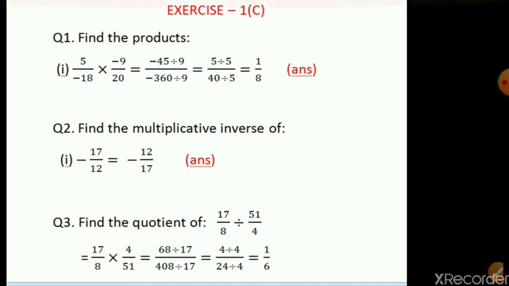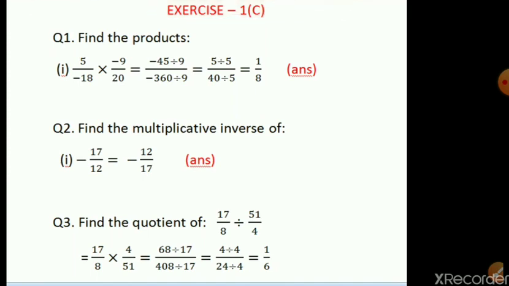Question number 2. Find the multiplicative inverse of minus 17 by 12. So multiplicative inverse means the reciprocal. So what's the reciprocal of minus 17 by 12? It's minus 12 by 17.